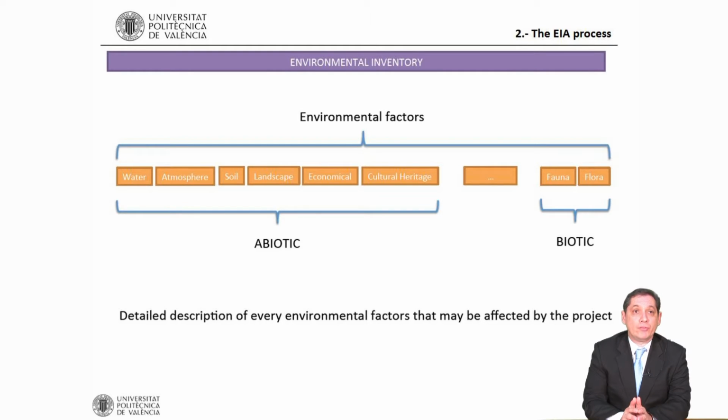So the environmental inventory will include all the possible environmental factors that we find on every single location. Some of the most important abiotic environmental factors are the analysis of water, atmosphere, soil, landscape, economy, and cultural heritage characteristics of a certain area. Biotic factors are mostly focused on the analysis of flora and fauna, and especially on analyzing the local endemisms. By writing this environmental inventory, we will have a detailed description of every environmental factor that could be affected by the project.